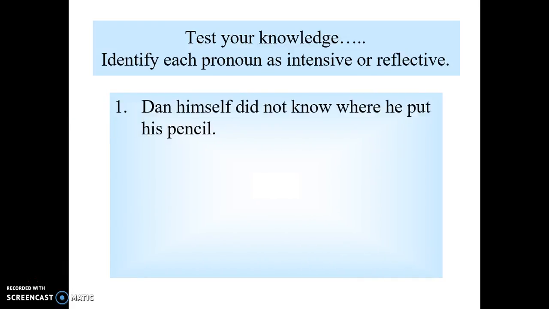Dan himself did not know where he put his pencil. Think to yourself, can you take it out and it still makes sense? Dan did not know where he put his pencil. Yeah, it still makes sense. So what do you think? Intensive, reflexive?